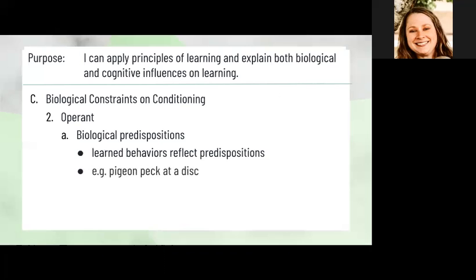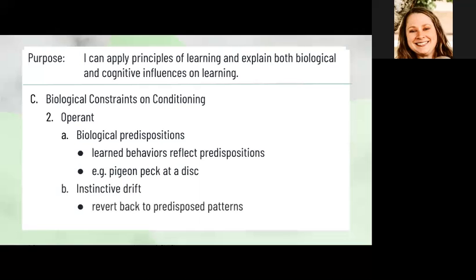I have an example here too, so you can write down dogs, but also a pigeon pecking at a disc. If we look at a pigeon, how they eat, they peck for their food. So pecking at a disc to get food is not that far of a stretch. Getting the pigeon to spin in a circle, because they are going to get food, that is not a predisposition in them. So what happens here is we have something called instinctive drift.